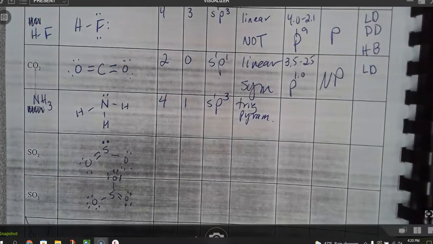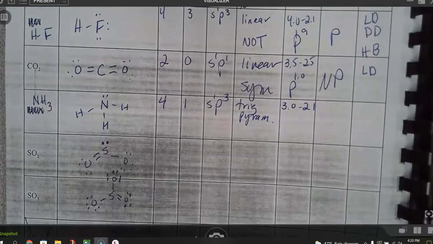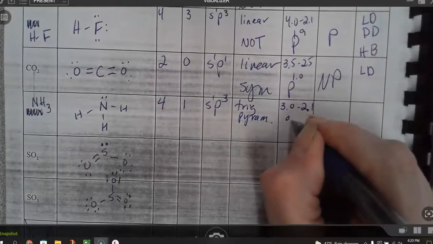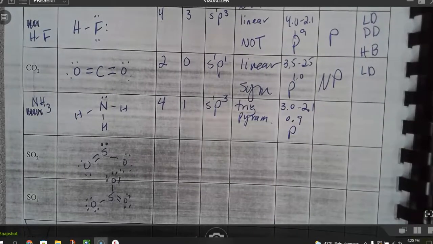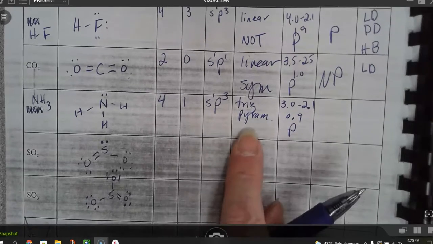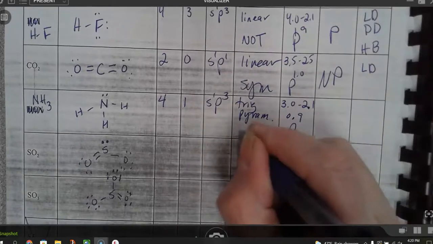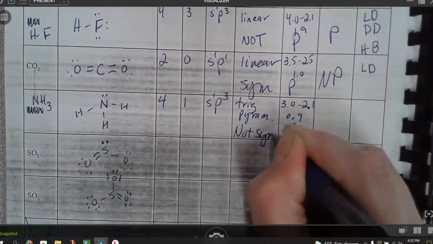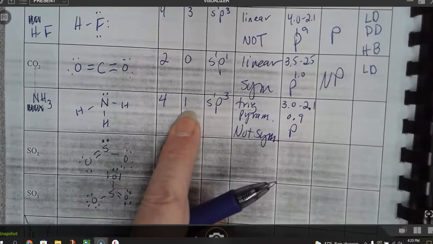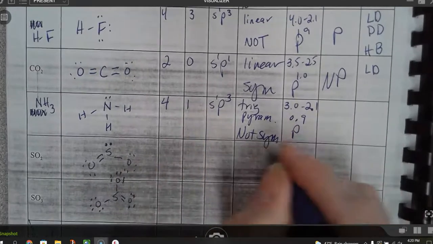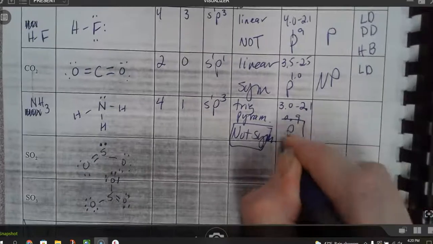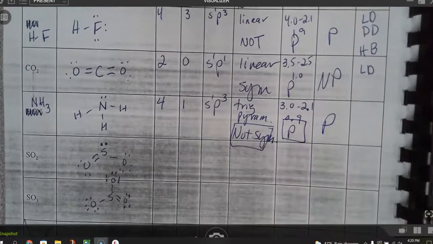The bonds, are they polar or not? Sure, I'm going to look up on that periodic table, and nitrogen is 3.0, hydrogen is 2.1, and that's equal to 0.9, which you'll be given the range, and that's under the polar. So is this molecule polar? Well, if it's trigonal pyramidal, then it's definitely not symmetrical. How do I know? I have a lone pair. So it is not symmetrical. I have polar bonds, therefore it is a polar molecule.